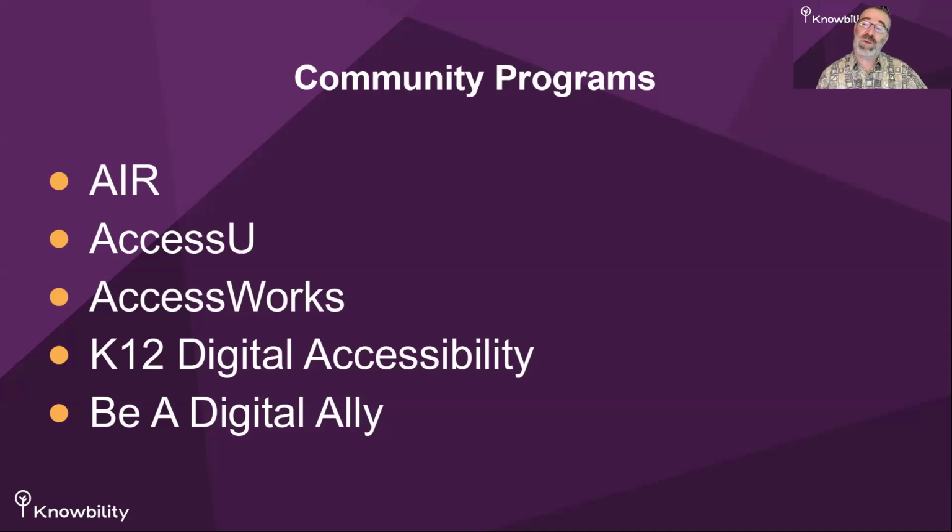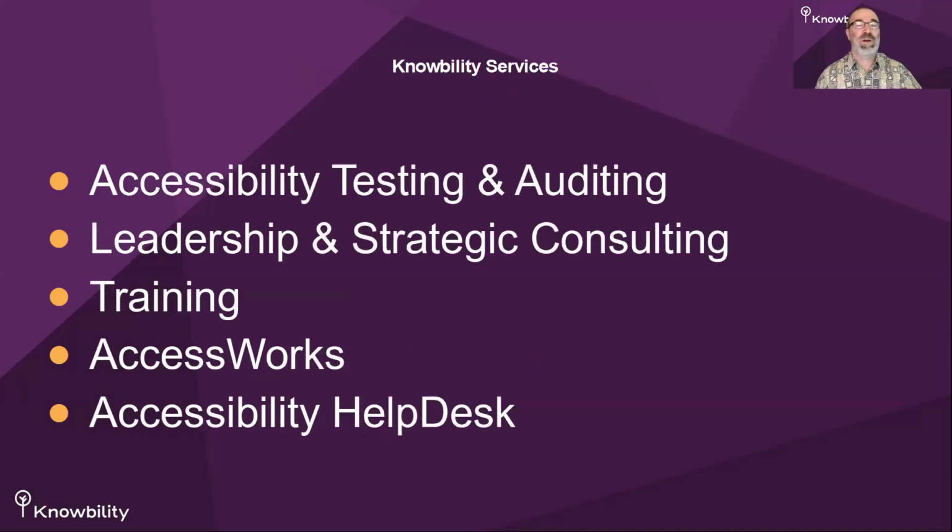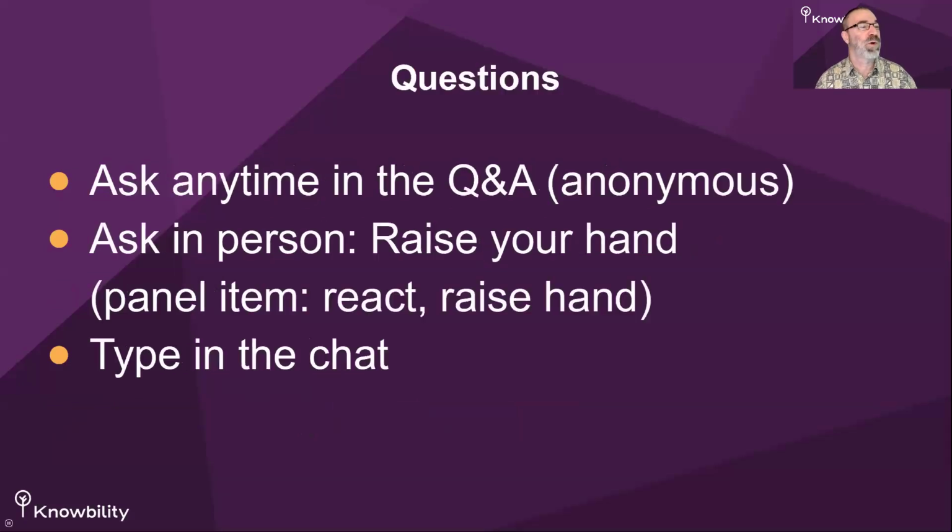Now, we fund those services through donations from people like you, and we also have a few services that we offer to people who need them. So we can do accessibility testing and auditing websites and smart apps. We can work with teams to build accessibility teams and capability within their program through our leadership and strategic consulting, through our training programs. We've already talked about Access Works, but it's also an area that helps fund us. And then we also have accessibility help desks where teams can come to us ad hoc and ask questions about helping build their accessibility programs.